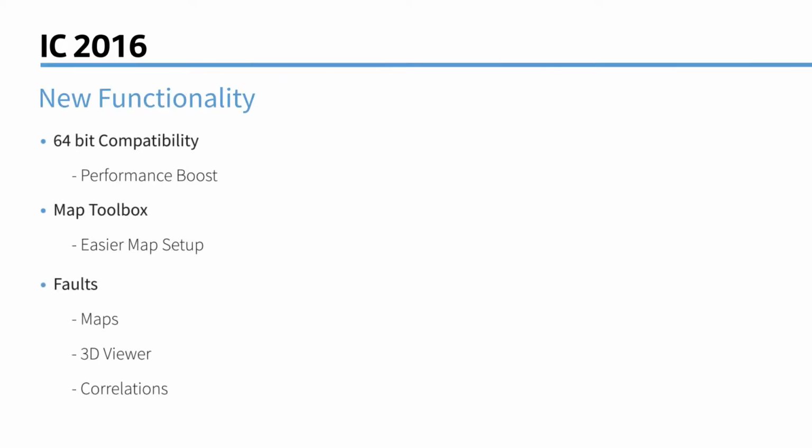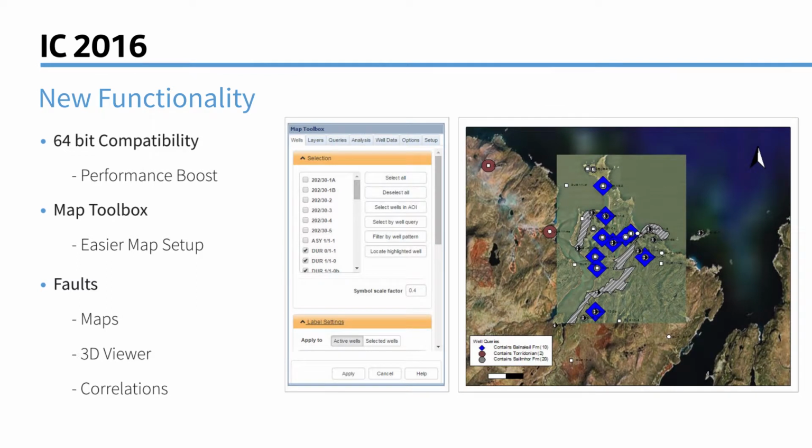With IC 2016, we brought in 64-bit compatibility to the program, which results in a significant performance improvement over previous versions. We also brought in a new map toolbox, which was a more consistent way of managing and creating your maps, where everything is in one place and you don't have to open up multiple windows to get the same functionality. It's all available right next to the map.